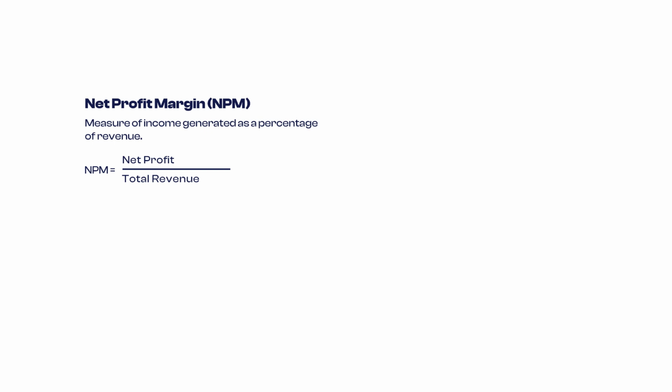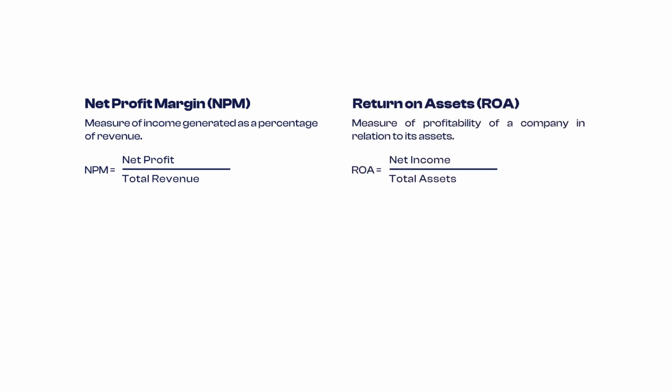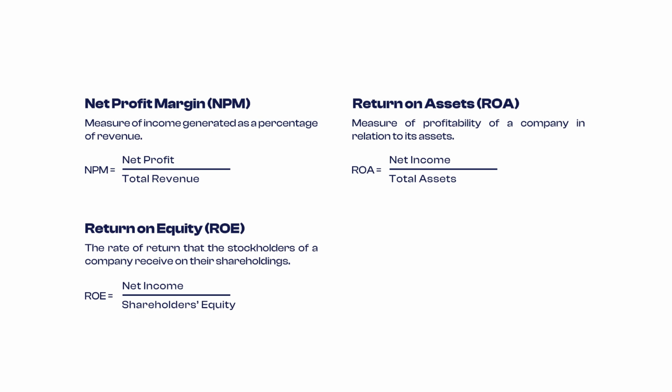So first is the net profit margin, which measures the income generated as a percentage of a company's revenue. The NPM can be computed by dividing the net profit over the total revenue. Return on assets is a measure of profitability in relation to its assets. ROA is computed by dividing the net income over total assets. The return on equity, on the other hand, measures the rate of return that the owners of the company receive on their shareholdings. It is computed by dividing the net income over the stockholders' equity.